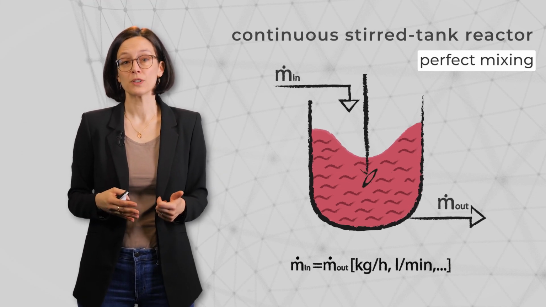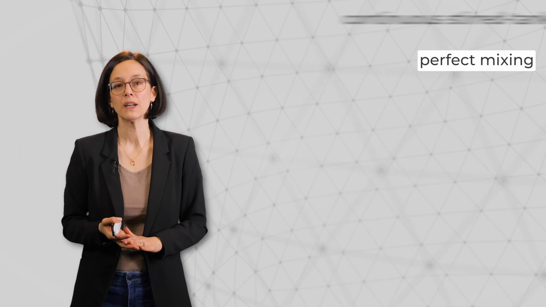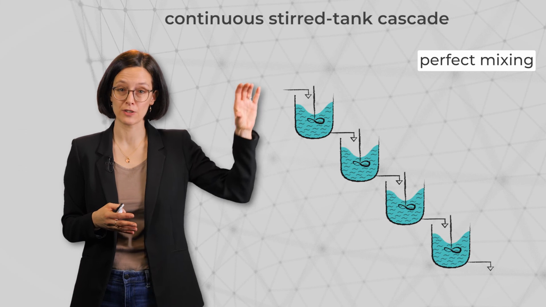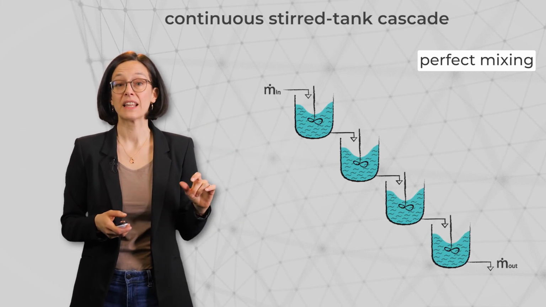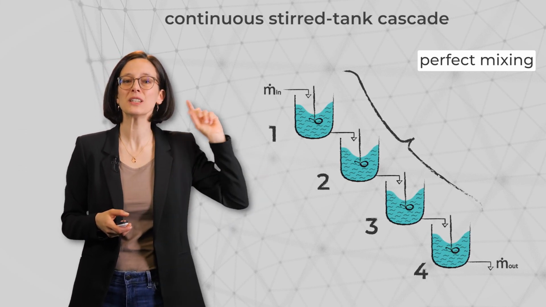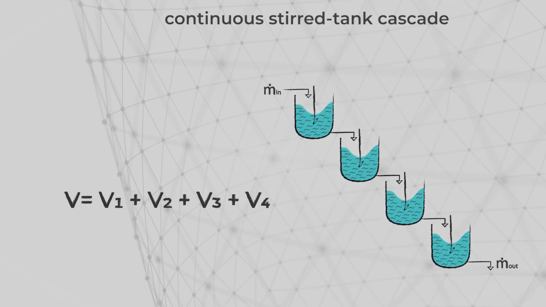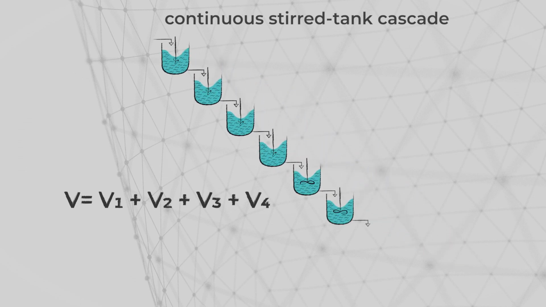Now let's move forward to the next flow type. The continuous stirred tank cascade consists of a series of continuous stirred tanks. In theory, this can be up to an infinite number of tanks. For the tanks, we assume that the complete volume of all the tanks is the same volume as it was before for just one tank. This means that with an increasing number of tanks, the volume of the individual tanks grows smaller. You see where this is going. An infinite number of tanks means an infinitely small volume of the individual tank.